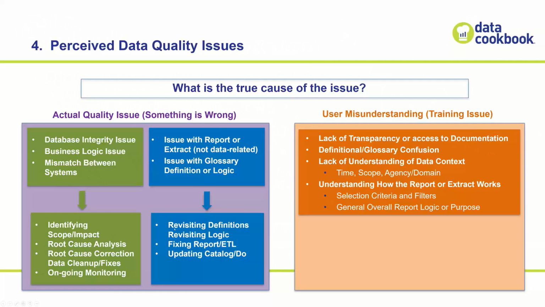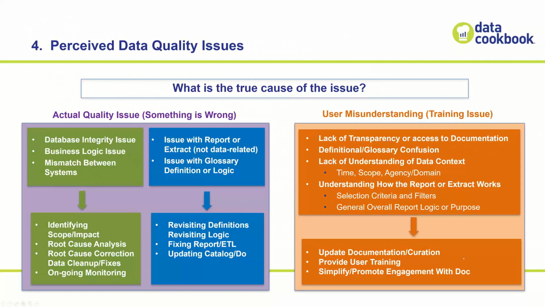In terms of the report, it might be, all right, we need to revisit those definitions or logic here. We need to fix the report or extract, and then update the catalog or the documentation needed. In terms of user misunderstanding, that could lead to either updating the documentation and curation if it's incorrect, or if it's not complete, you can update that. Provide user training, either answer the question directly or educate them on how to access the documentation, or let them know that the documentation was updated.